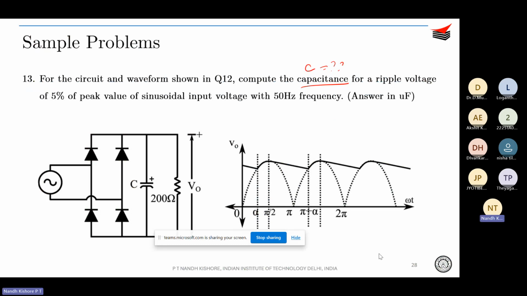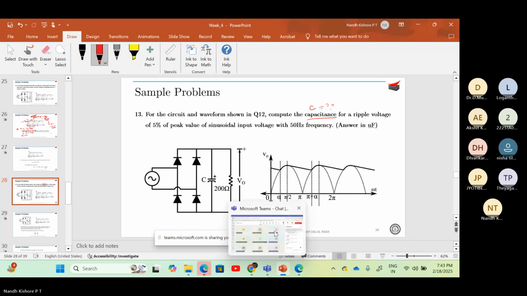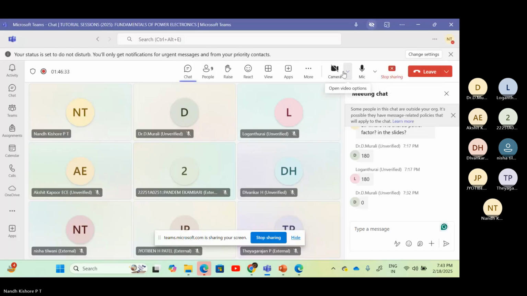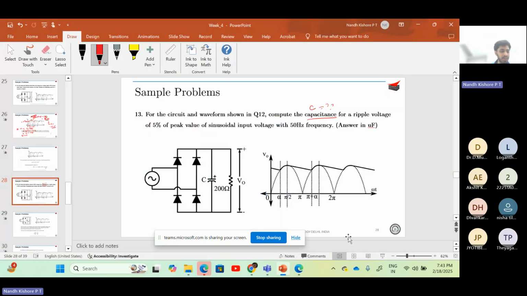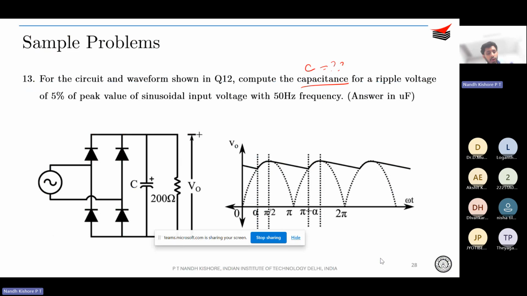Okay, so let me turn on my camera once again. Right. So as I was telling you, try to analyze what happens in the capacitor. During the charging period, let's say during this period, this diode is on. So your capacitor charges something like this, correct?